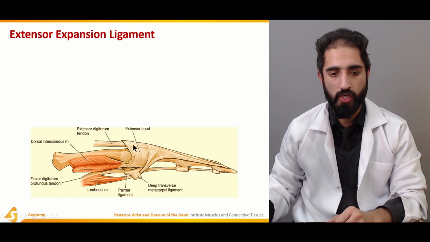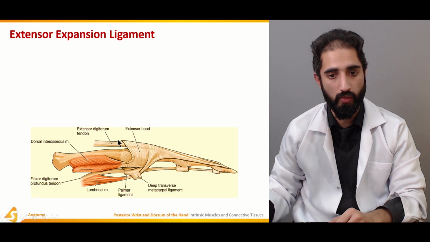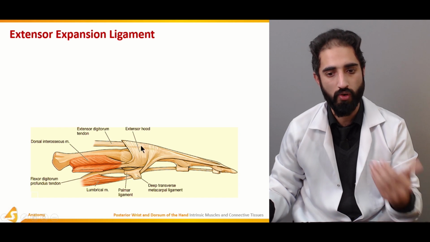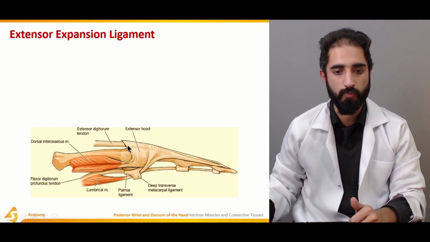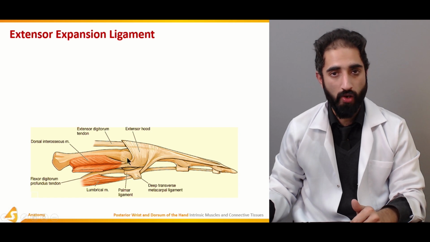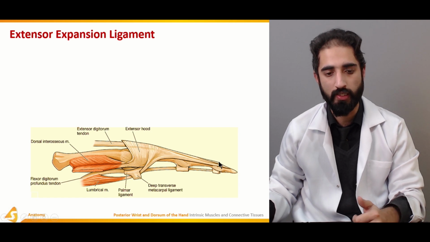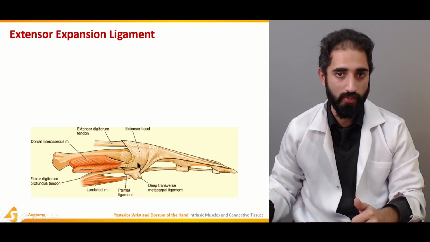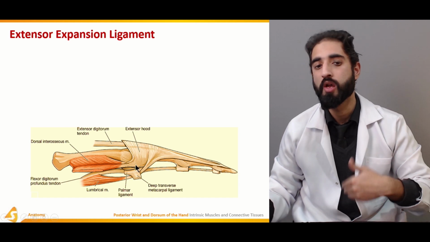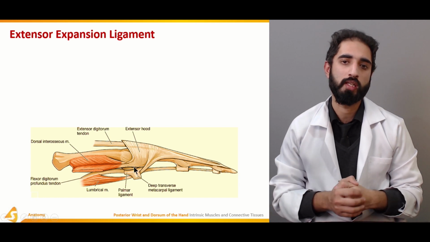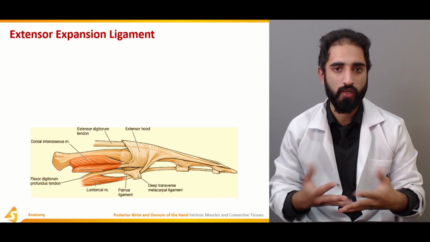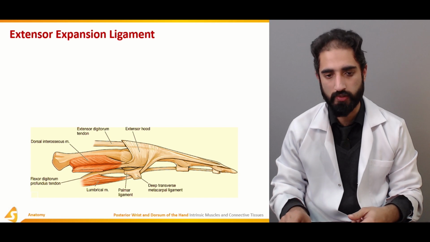This is the extensor expansion. This is the extensor digitorum tendon, which comes and blends with the extensor hood or the extensor expansion and is broader proximally and narrows down distally. And you can see that the interosseous as well as the lumbrical muscles are coming and blending in with the extensor expansion or the extensor hood, or you can say inserting into the extensor expansion or the extensor hood.